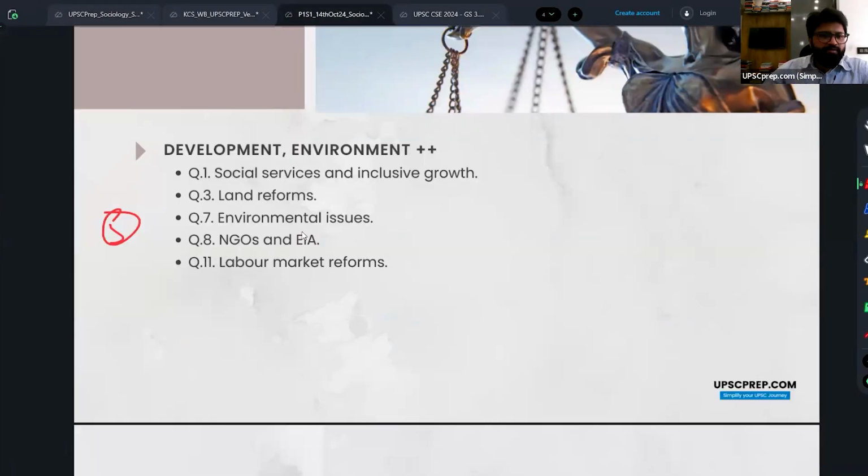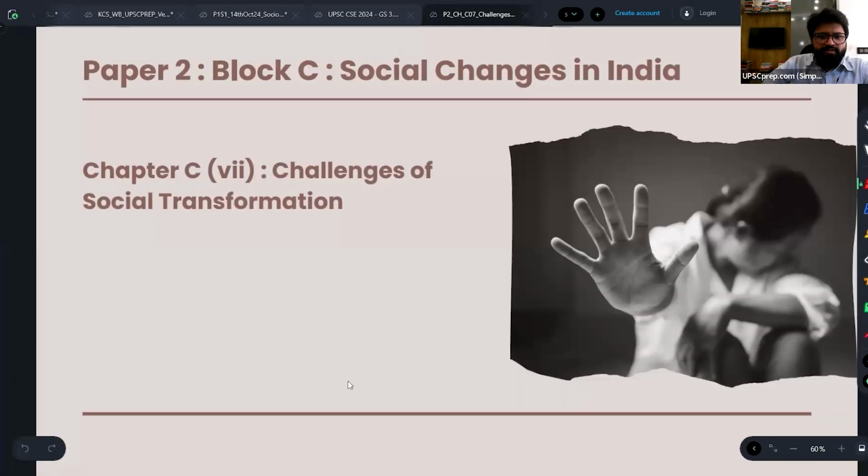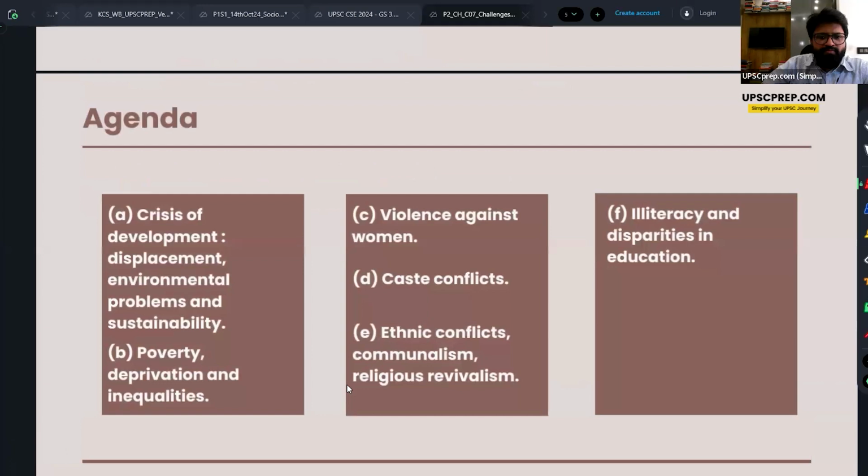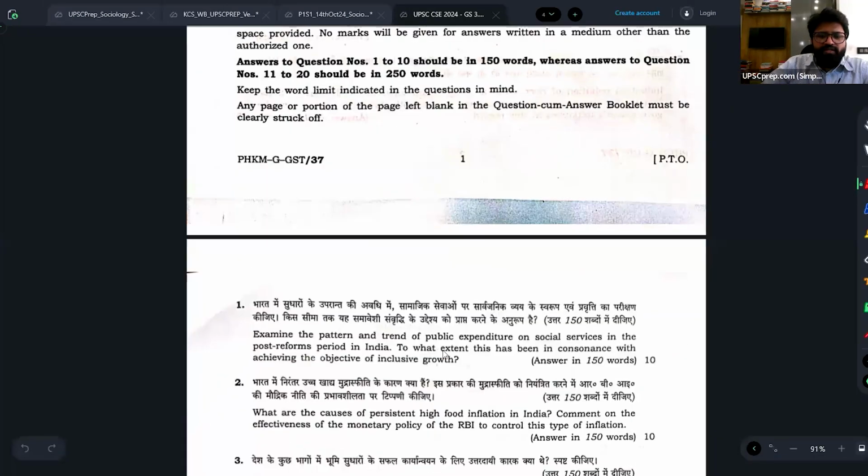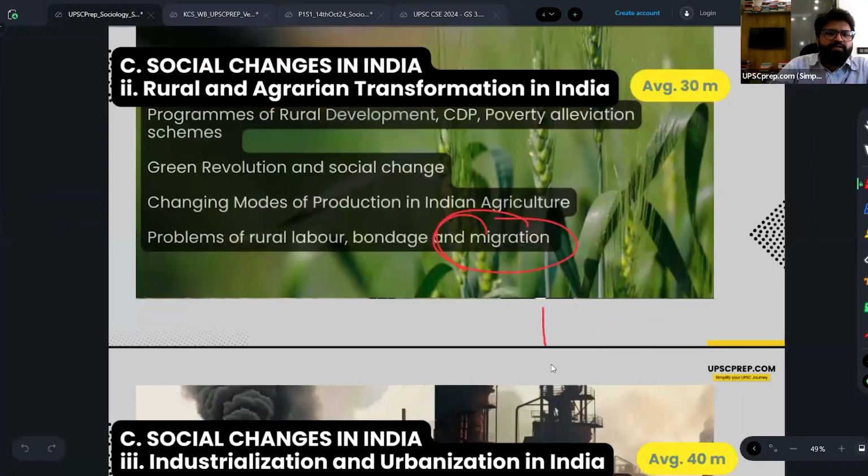Question number 1, inclusive growth. Question number 3, land reforms. 1-3. इंक्लूसिव ग्रोथ कहाँ पे डिस्कस करते हैं हम लोग, यहाँ पे है growth. Okay, development and growth we discuss in this chapter, as well as inclusive development. Rural development programs, poverty alleviation. So when we discuss all of these things, we're going to discuss inclusive development also. Yes.